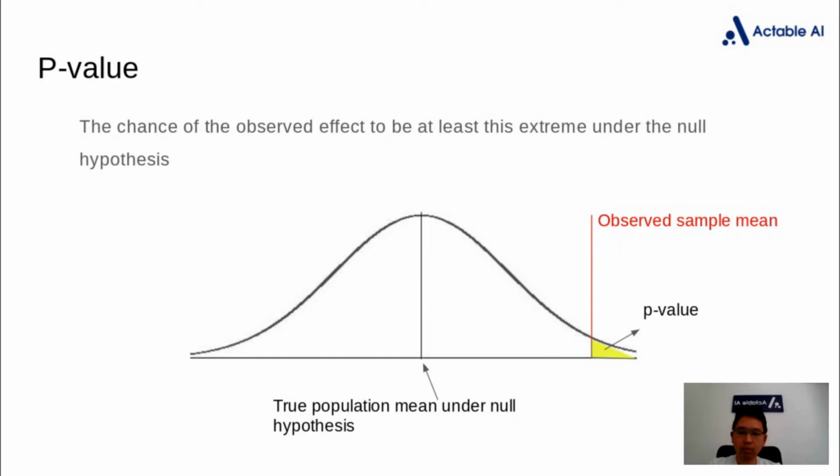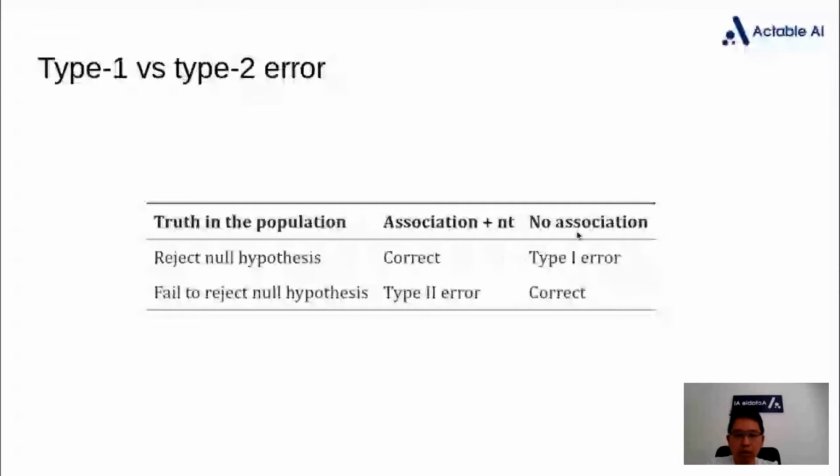There are normally two types of error in hypothesis testing. In the situation where the true value is that there's no association, there's no effect at all, but we reject the null hypothesis, then that is a type 1 error. And if there is an actual effect, but after doing hypothesis testing we fail to reject the null hypothesis, that is a type 2 error. So type 1 error is simply that there is no effect, but we say there's an effect. And type 2 error is when there is an effect, but we say there's no effect. So that's type 1 versus type 2 error.